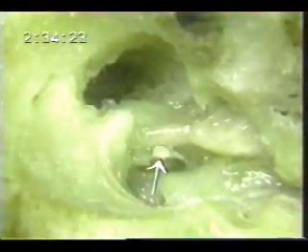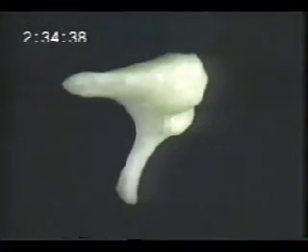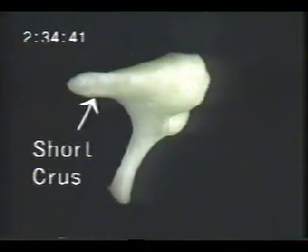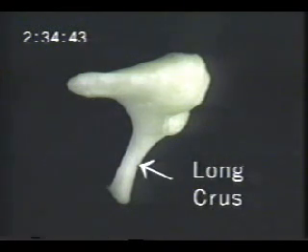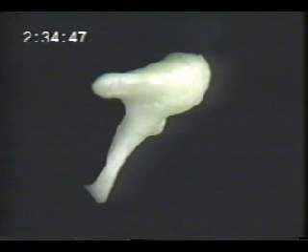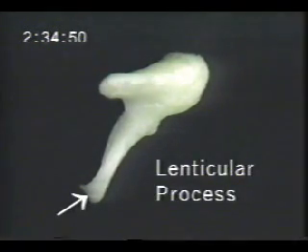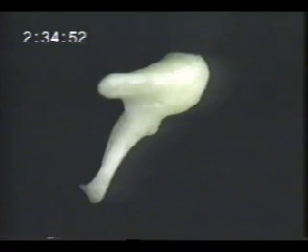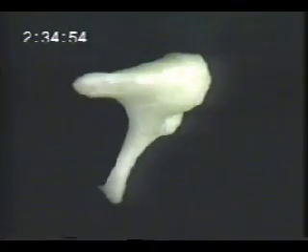The head of the stapes articulates with the incus, which we'll add to the picture. Here's the incus. The incus moves the stapes and is in turn moved by the malleus. The incus has a body, a short crus, and a long crus. The long crus curves medially, ending at the lenticular process, which articulates with the stapes.